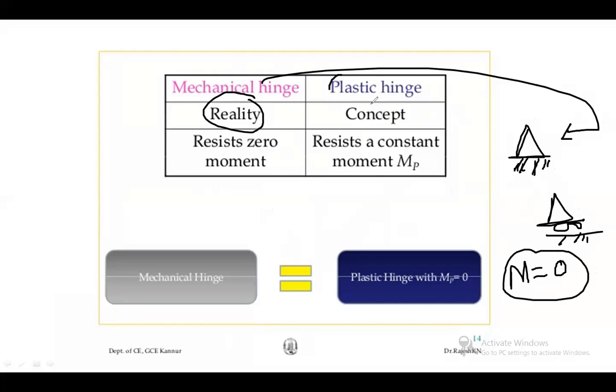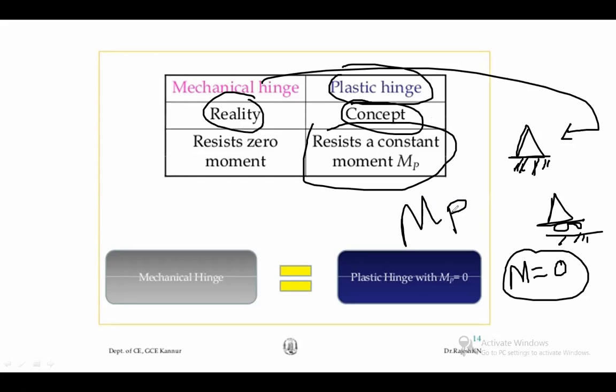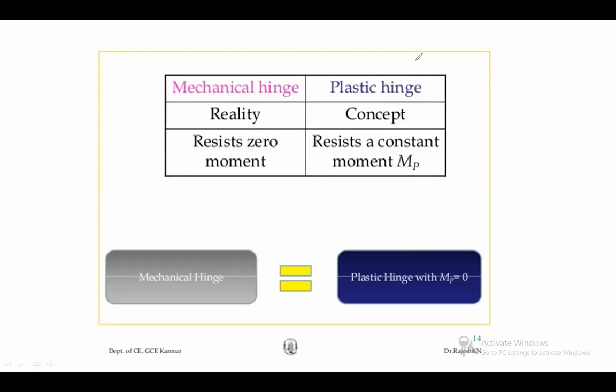And plastic hinge is a concept, it is imaginary, which is not seen by the naked eye. And at a plastic hinge, the moment is nothing but your plastic moment, that is the MP. Mechanical hinge, moment is 0, and at plastic hinge, moment M is equal to MP. That is your plastic moment, MP.